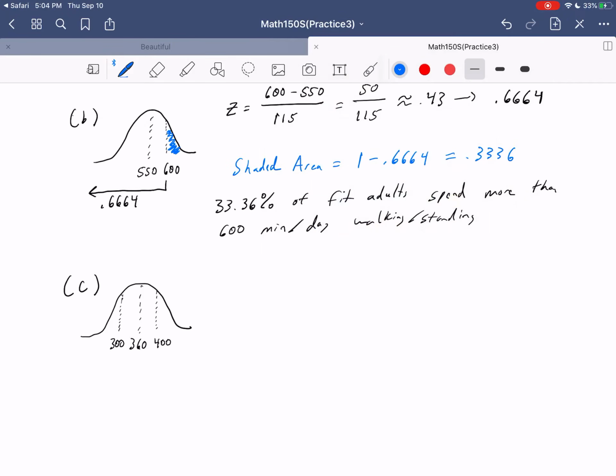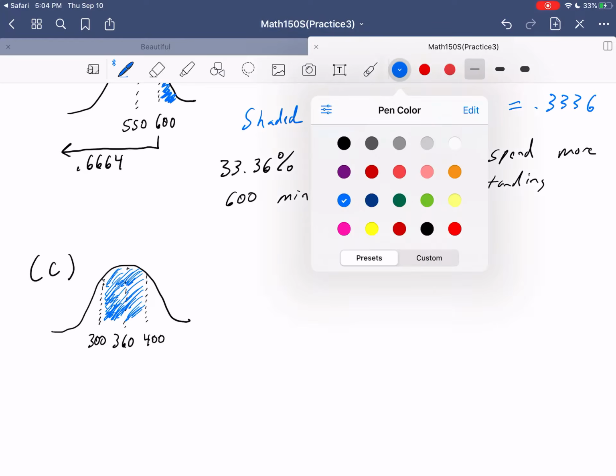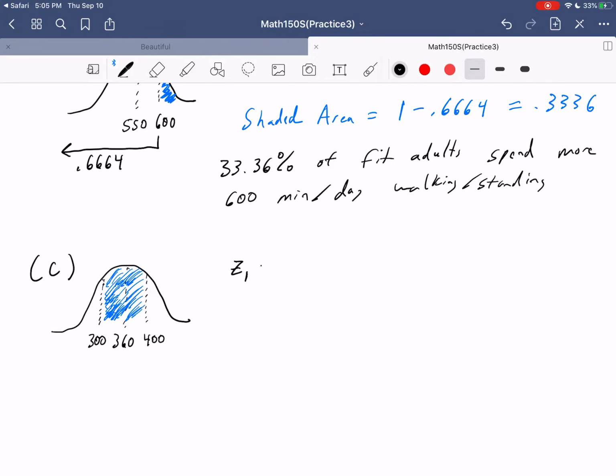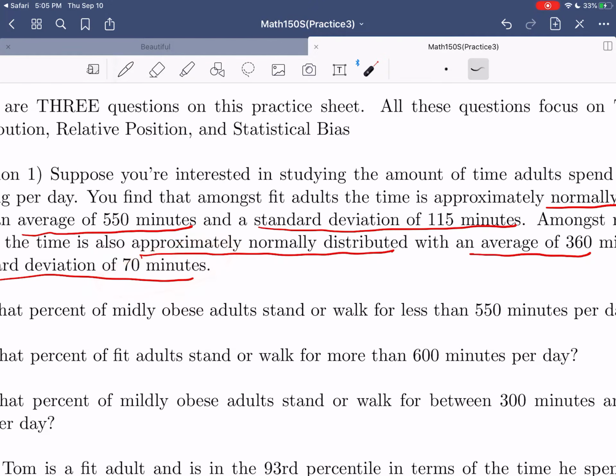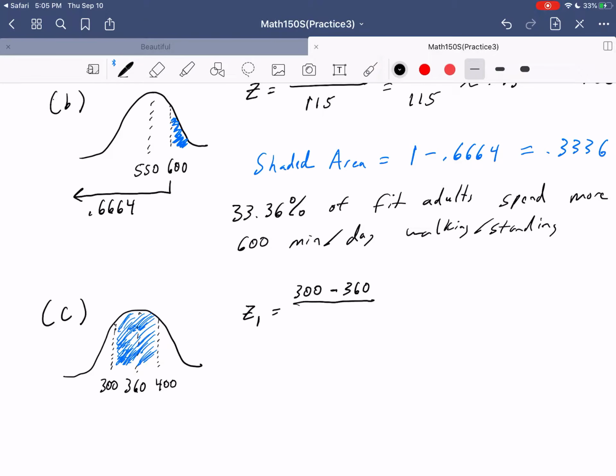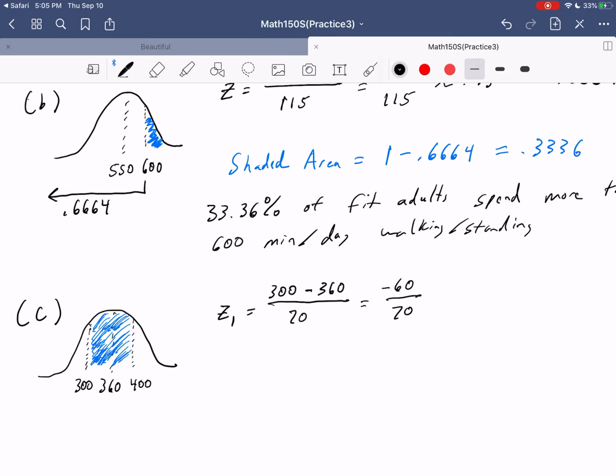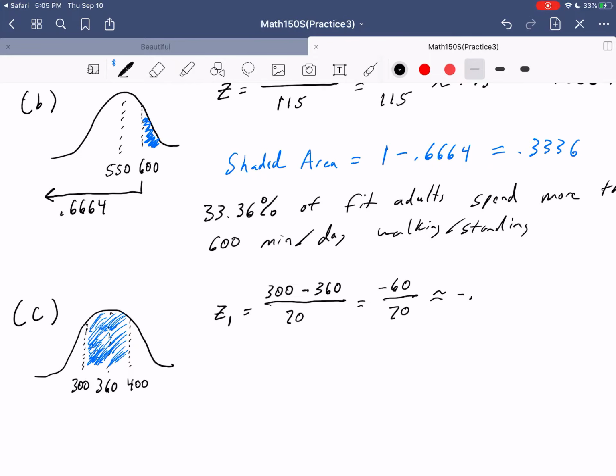And the shaded area we're going to be interested in is the people above 300 but below 400, so the area between those two values. We're going to have to go ahead and find two z-scores. So z1 will be for the lower number, 300 minus the average of 360, divided by the standard deviation, which if we go back and check, was 70 minutes for the mildly obese population. So we can divide by 70 there. Numerator is going to be minus 60 divided by 70. Negative 60 divided by 70, we should find that as about negative 0.86.